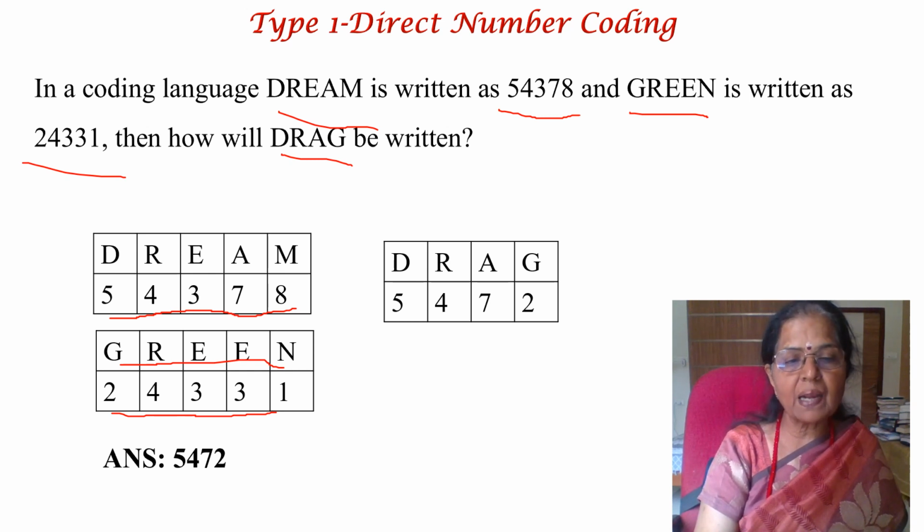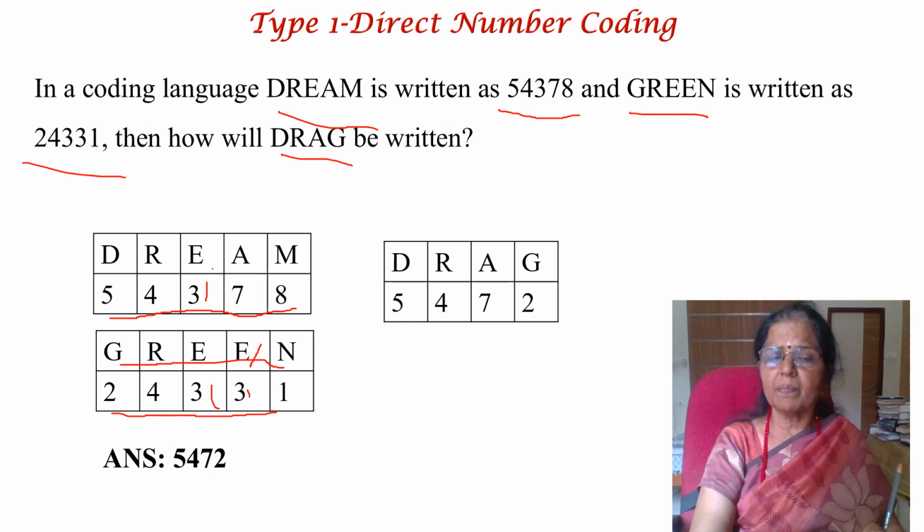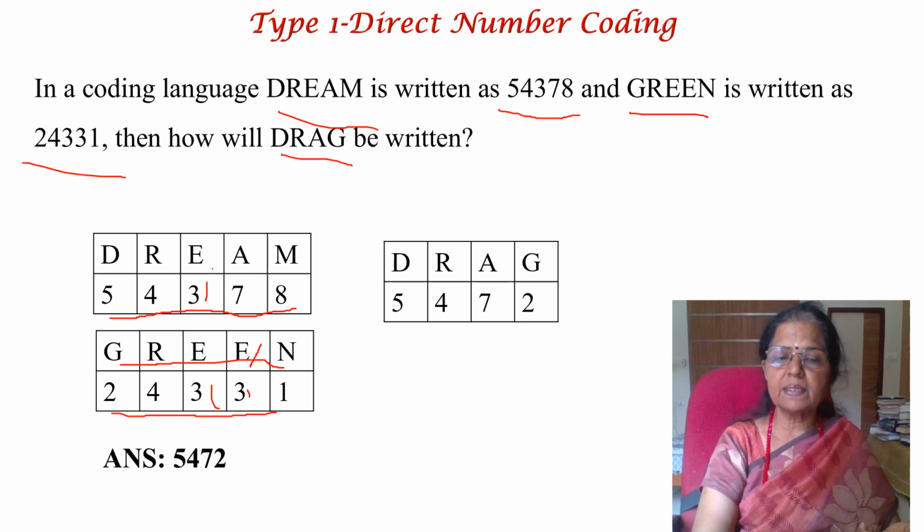D is not common. R is common, found in both words, and the code for R in both words is 4. In the same way E is common, and the code number for E is 3, here also 3 and here also 3. A is not common and M is not common. So we see here the table is not used, but some coding is used where the letter E is coded as 3 and R is coded as 4. It is repeated. So write the word D-R-A-G.